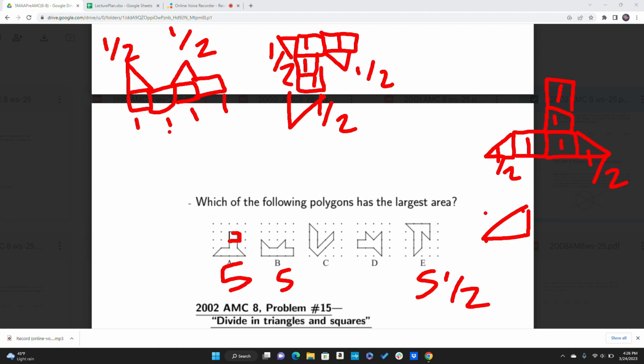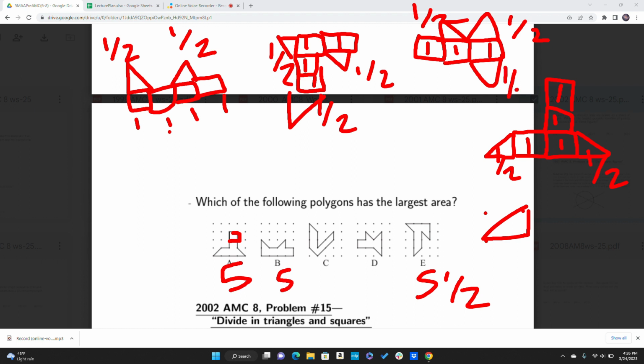All right, letter D. We've got a square, a square, a triangle, a square, a triangle, and another triangle. So squares have area 1, triangles have area 1/2, right? Base 1, height 1 divided by 2. 1 times 1 over 2 is 1/2. So that has area 3 plus 1/2 plus 1/2 plus 1/2. That's 4.5.